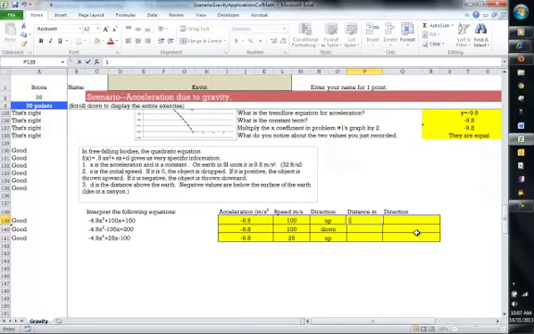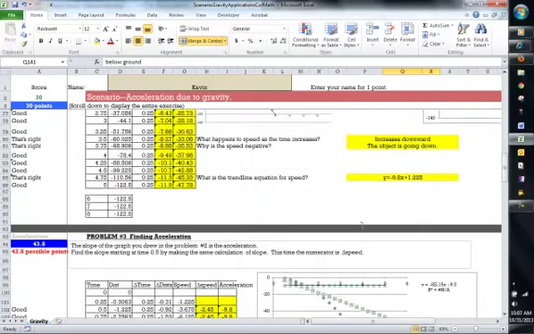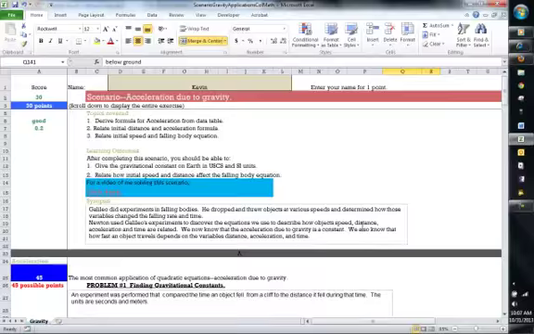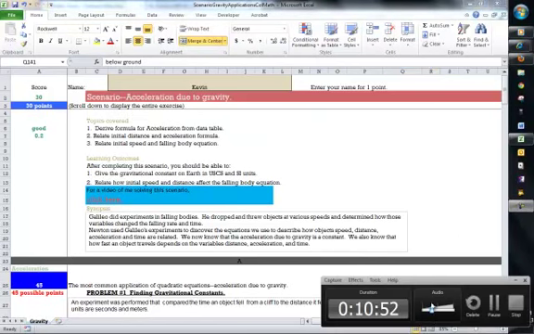The initial distance is 150 in the first case, 200 in the second case, 100 in the third case. In the first case, it's above ground. In the second case, it's above ground. And in the third case, it's below ground. And we have all earned all 30 points, and that's how you do this assignment.